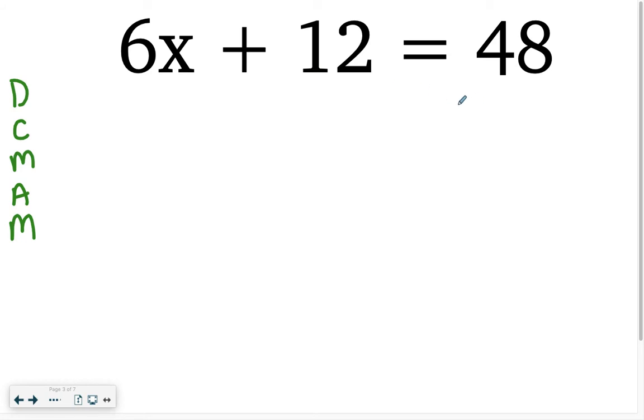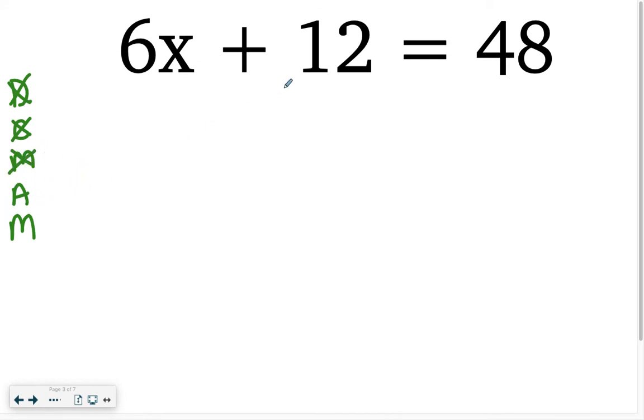Distribute, I don't have any parentheses, so I don't need to worry about distributing. Combining like terms, I don't have more than one x term, and I don't have more than one regular number on this side of the equal sign, and this number is already by itself, so I have nothing I can combine. Move the variable, I only have one variable, so I don't have to worry about that.